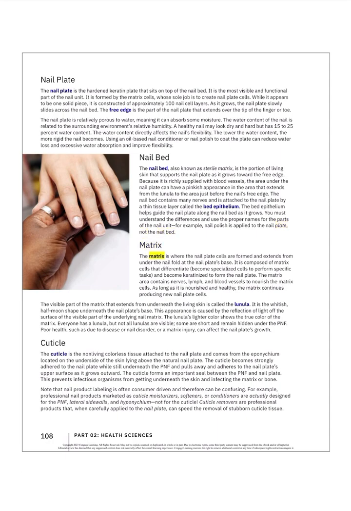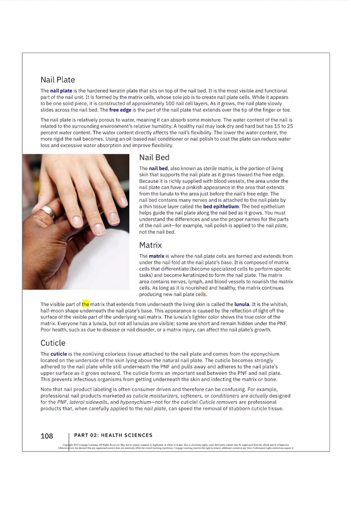Matrix. The matrix is where the nail plate cells are formed and extends from under the nail fold at the nail plate's base. It is composed of matrix cells that differentiate, become specialized cells to perform specific tasks, and become keratinized to form the nail plate. The matrix area contains nerves, lymph, and blood vessels to nourish the matrix cells. As long as it is nourished and healthy, the matrix continues producing new nail plate cells.